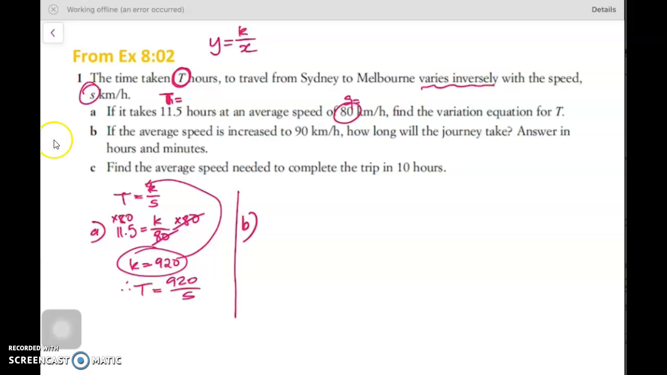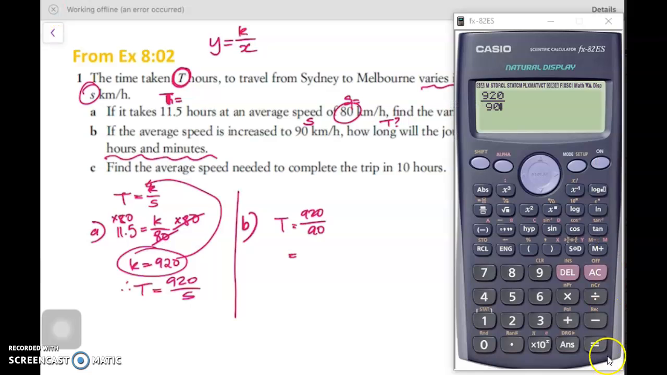Part B, we are asked: if the average speed is increased to 90 kilometers per hour, how long will the journey take? We're going to answer in hours and minutes. So let's substitute that into the equation. T is equal to 920 over 90. We can take out our calculator and find that answer.